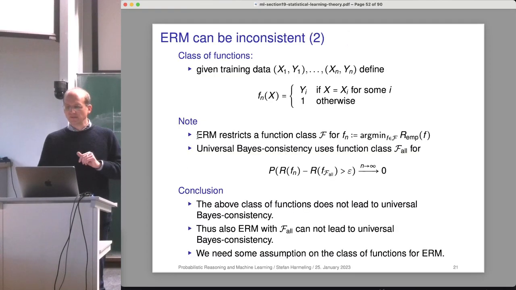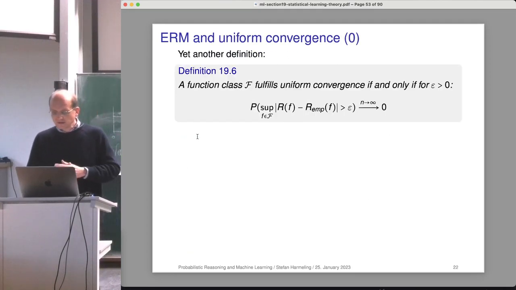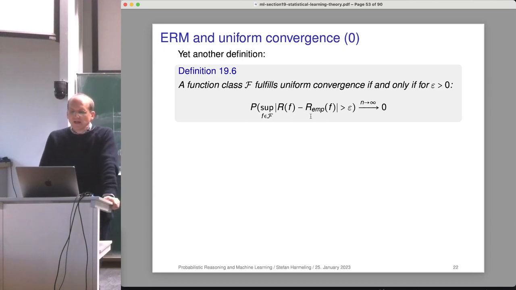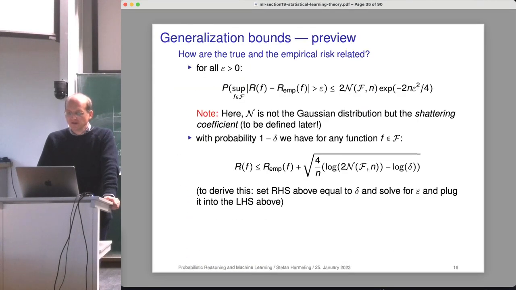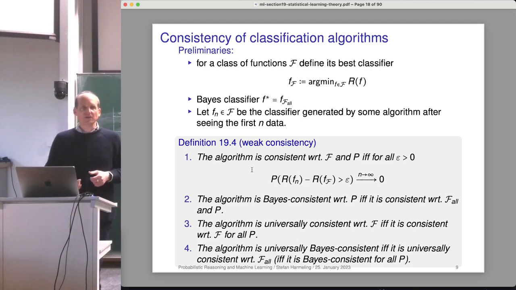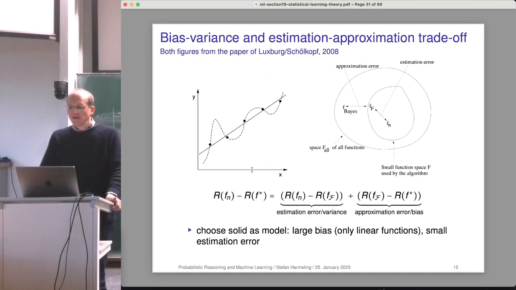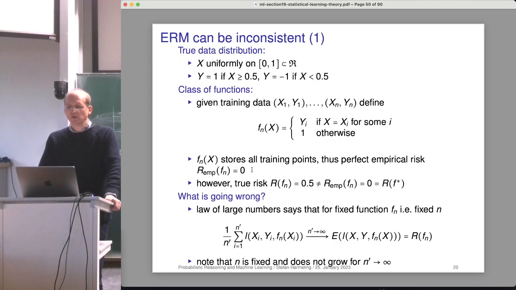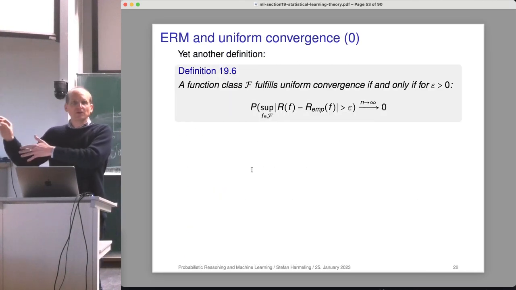So what is this now? Let's go step by step. Here's this nice criterion. It says that the true risk minus the empirical one, so this probability, should go to zero for n against infinity. Now how is it different from what we wanted to have? What did we want to achieve on the consistency slide? It was that my algorithm spits out functions that get closer and closer to the best possible function. So it's about the true risk and not the empirical risk. This is what I want to achieve: an algorithm which is universally consistent with respect to some class of functions. And now we have some other criterion which we define for a class of functions, and we can show that if we achieve that one, then we achieved universal consistency.